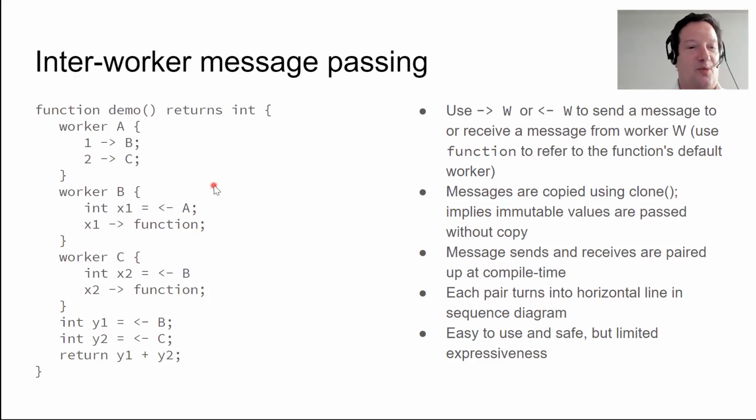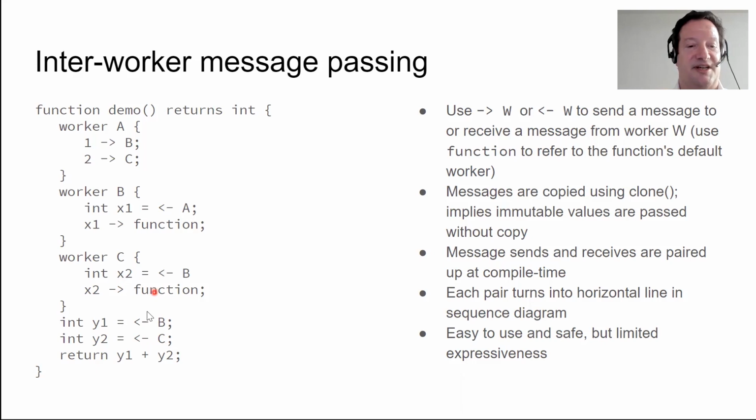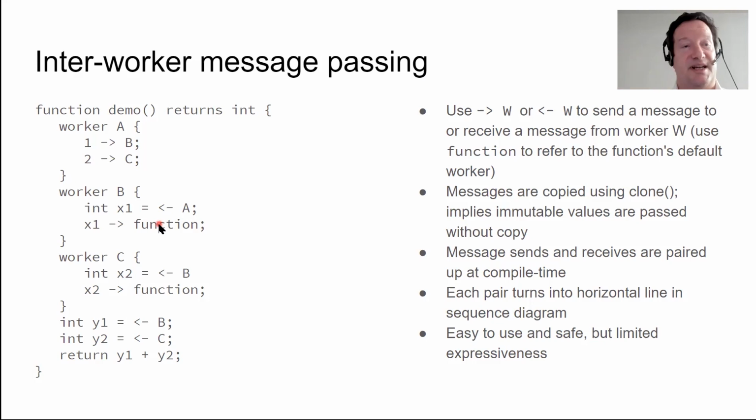What is important to understand here is that these things are matched up at compile time. When I have a send to B, I check at compile time that this and this match up. Similarly, I check that this and this match up, and this and this, and so on. That compile time matching allows me to draw a line. When you're drawing a line, you've got to draw it from and to, and matching these things up at compile time is what allows you to draw the horizontal lines on the sequence diagram.